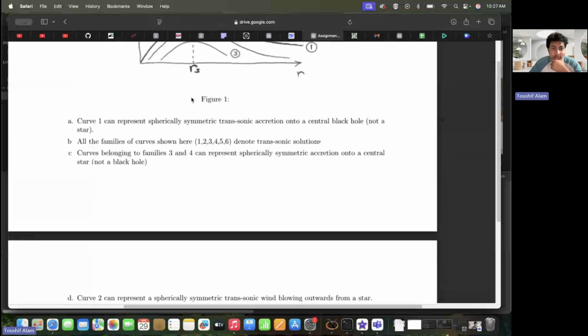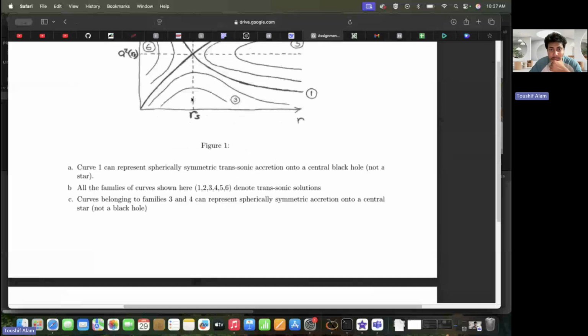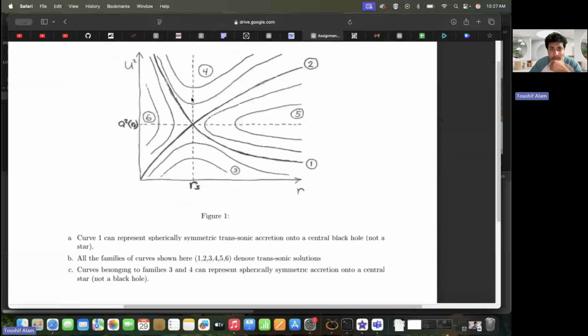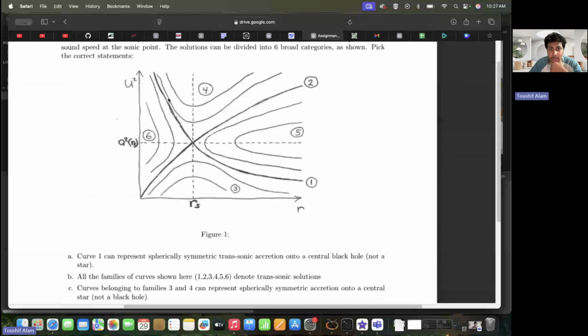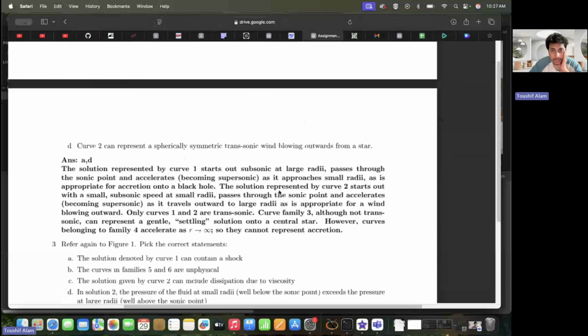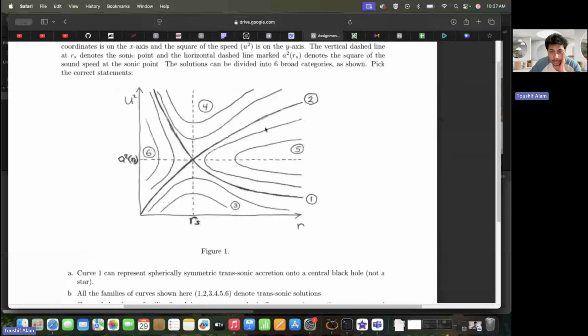So option A: the solution denoted by curve 1 starts off subsonic at the star. It becomes supersonic at larger radii, passes through the sonic point and accelerates, becoming supersonic in the aperture. At small radii it is subsonic, and is appropriate for accretion onto a black hole. The solution denoted by curve 2 goes from supersonic to subsonic.